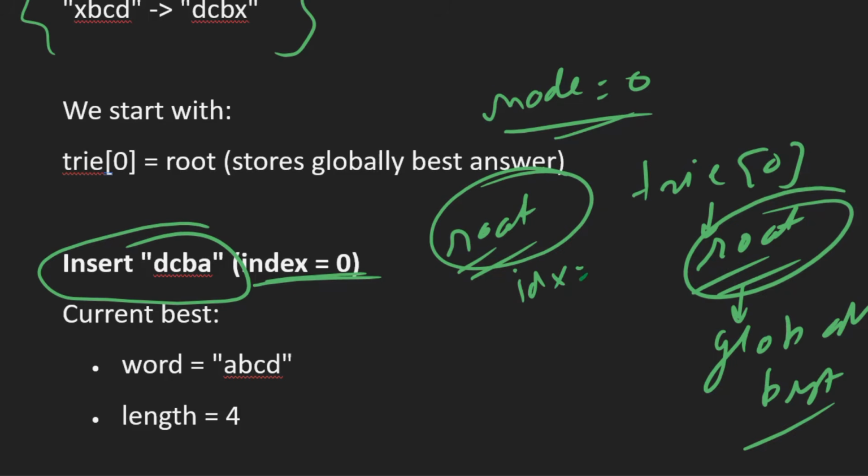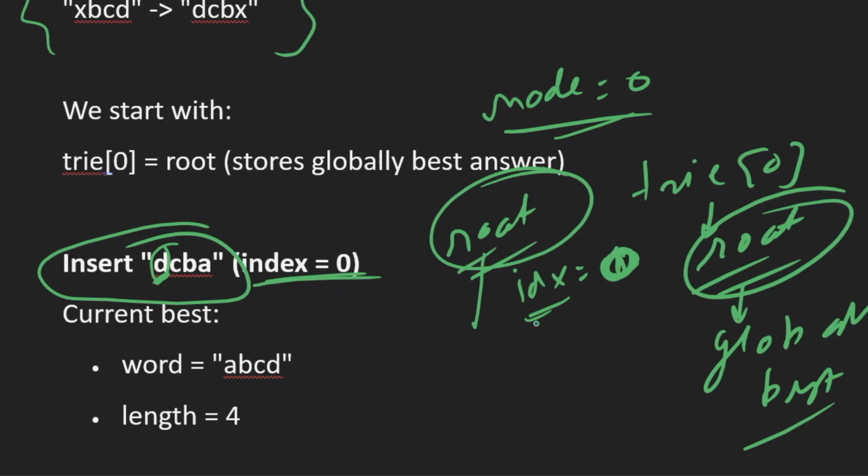So here index value is equal to -1. We update this index value from -1 to 0. Then we check, do we have a child at root for character d? It will give no, right?